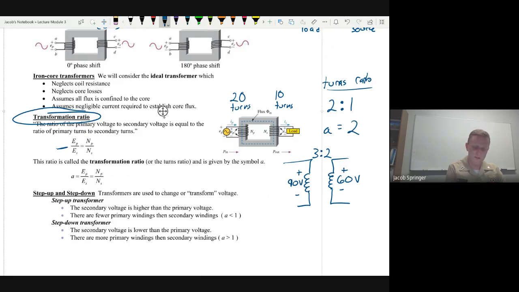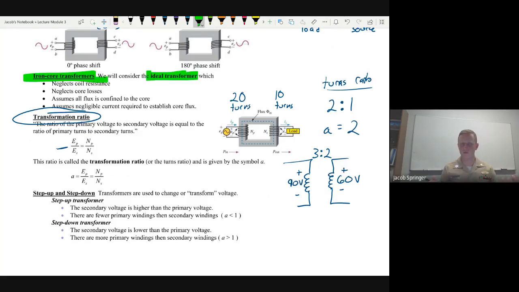Note that all of these things are ideal. Everything that we're dealing with is an ideal transformer. There's no losses that we're losing. Really, there are some flux losses and resistance inside the coils, but we're not going to deal with that because this is 301, not 331 or the double E class.